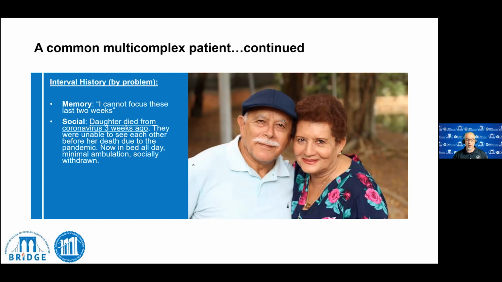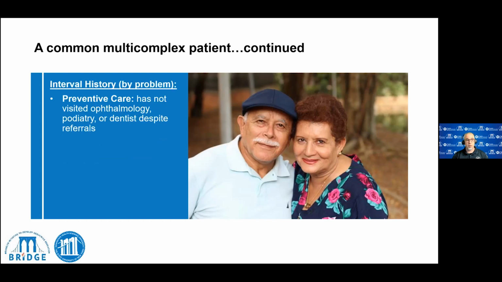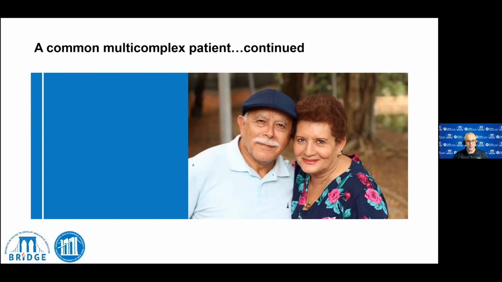It eventually came out after we dug in that her daughter had died from coronavirus 3 weeks ago. And they hadn't been able to see each other before her death due to the pandemic. And now she was just in bed all day, minimally ambulating and socially withdrawn. She came in to see us, because she trusted us, right? So she was depressed, she had anhedonia, she had psychomotor retardation, cognitive deficits, and increasing thoughts of death with no clear plan. Hasn't gone to establish preventive care.